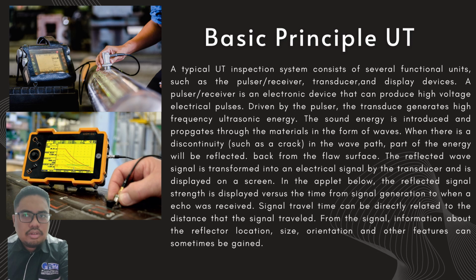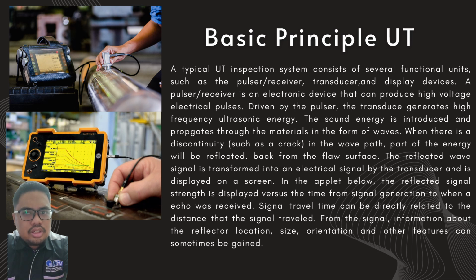Next, I would like to talk about the basic principle of ultrasonic testing. Ultrasonic testing is a typical inspection system that consists of several functional units such as pulser, receiver, transducer and display device. A pulser, or receiver, is an electronic device that can produce high voltage electric pulses. Driven by the pulser, the transducer generates high frequency ultrasonic energy.